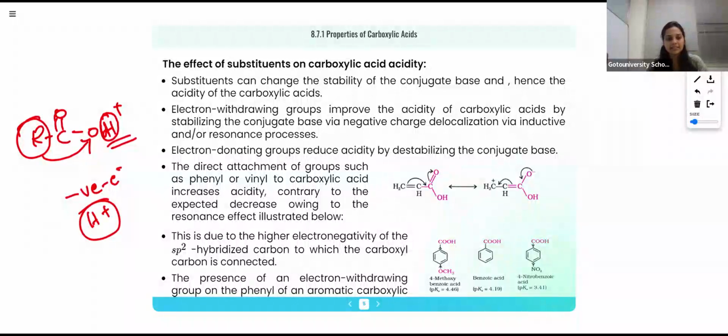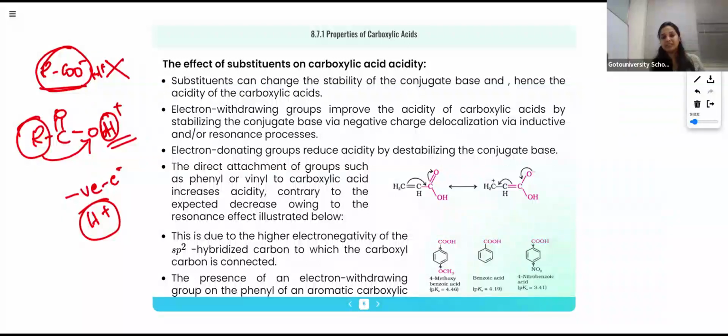Acidic property is decreasing. It means they are destabilizing the conjugate base, meaning the ion formed, RCOO minus, is not stable here. Why is it not stable? Because of this plus I group effect, the electron density is here, so it will always attract the H plus ion. That means the H plus ion is not leaving properly. If the H plus ion leaves, only then will this RCOO minus be stable.